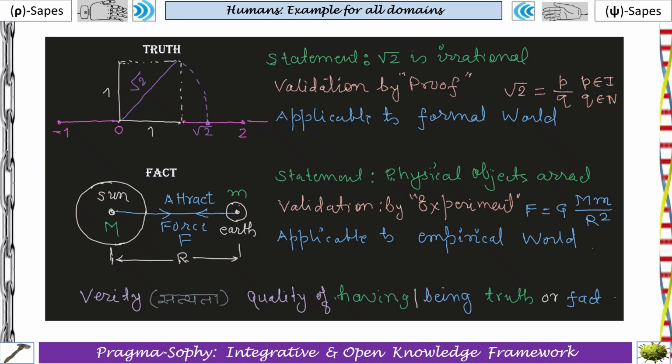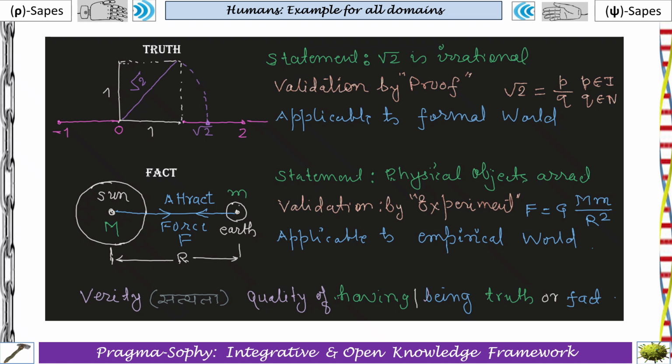Consider the statement: square root of 2 is irrational. What does that mean? It means root 2 cannot be expressed as a simple fraction p divided by q, where p and q are integers. You can even visualize root 2 geometrically as shown in the figure. If you have a right triangle with the two sides of length 1, the hypotenuse will have a length of root 2.